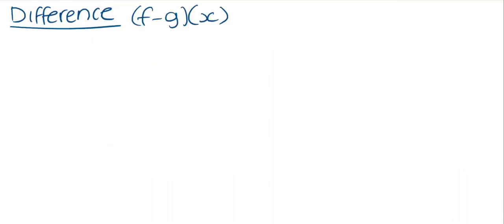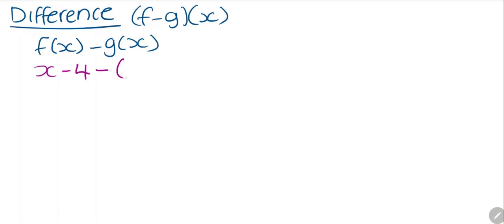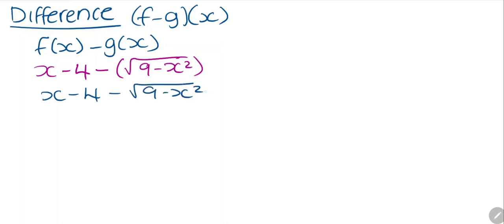So let's have a look at the difference. So this time we've got f minus g of x, and we can rewrite this as f of x minus g of x. So for our functions, we have x minus 4 minus, now I'm going to put this in brackets, the root of 9 minus x squared. And now I'm going to simplify. So we have x minus 4 minus the root of 9 minus x squared. So that's just going to be the same. So I'm going to look at the domain.